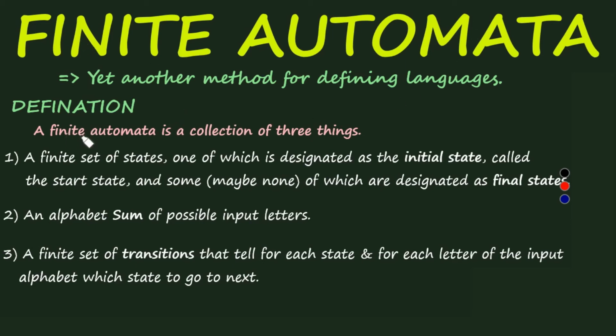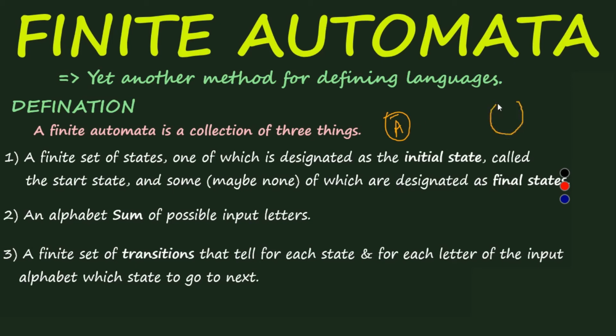Definition: a finite automaton is a collection of three things. Number 1, a finite set of states, one of which is designated as the initial state. For example, state A, and a negative sign shows its initial state, called the start state, and some, or maybe none, of which are designated as final states.